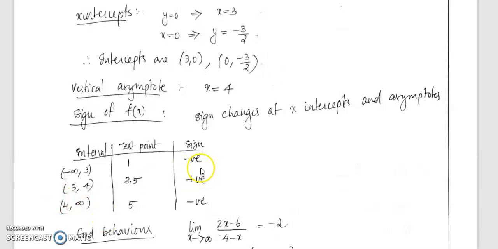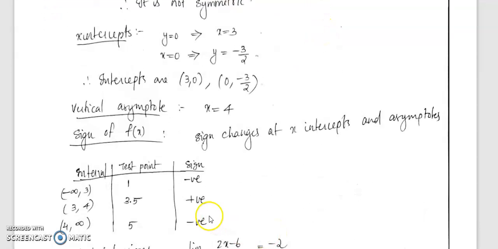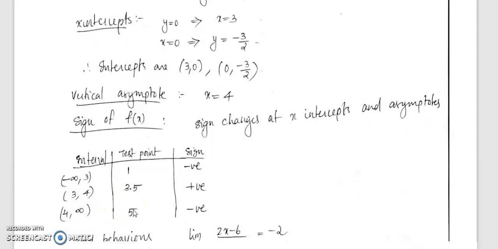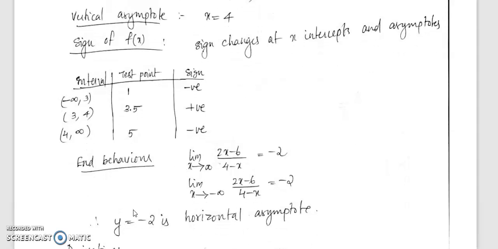And in the third interval, if you take 5, numerator will be positive, denominator will be negative. So that will be giving us a negative sign. So this is how the sign of f is changing in these intervals. So from minus infinity to 3 it will be negative, 3 to 4 it will be positive, 4 to infinity it will be negative. And next is the end behavior.